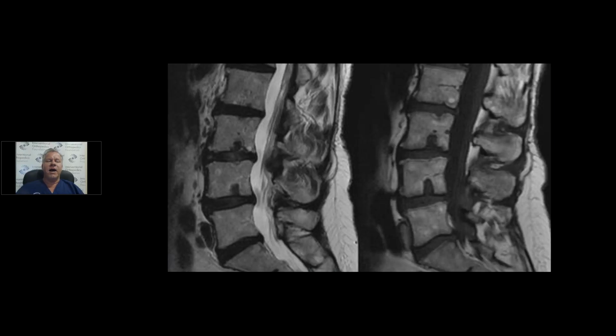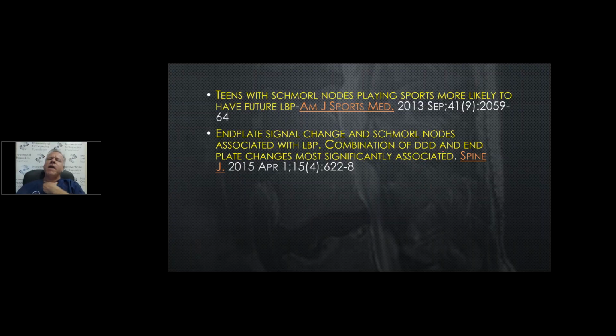Schmorl's nodes. Schmorl's nodes are these holes in the end plate that look like this, and they're not as common in the lumbar spine as they are in the thoracic spine. But interestingly, there is some research showing that they may be related to pain. So for many, many years, they were considered to be not a pain generator.